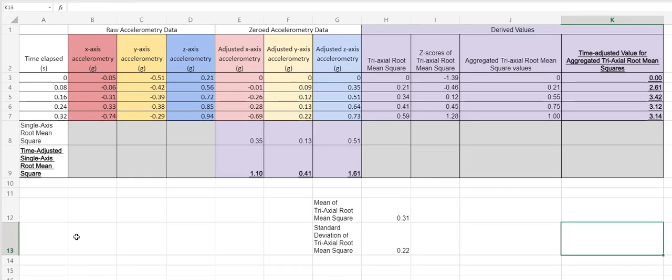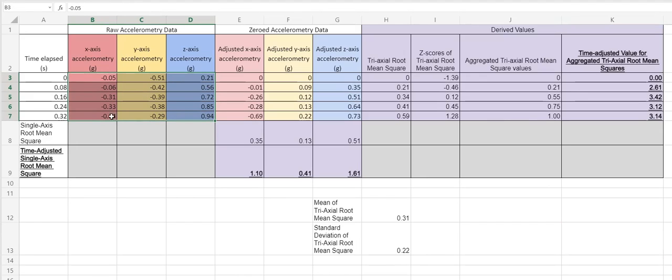Hello, I'm Michael Chen, and in this video I'll be explaining how we performed various calculations in our manuscript evaluating the use of an aerosol box during simulated intubations. The spreadsheet you see here uses synthetic data as an example to illustrate how we derived values from our motion sensors.